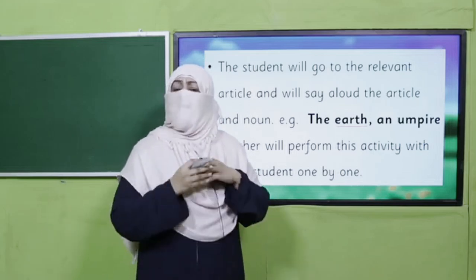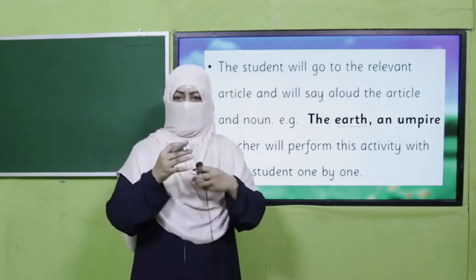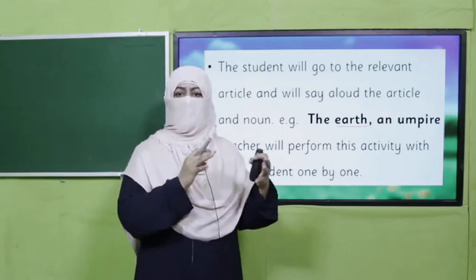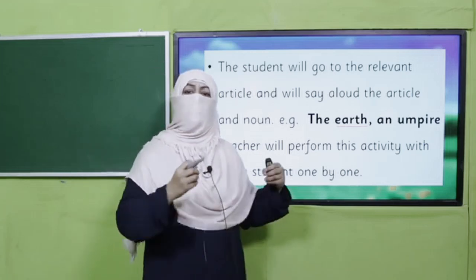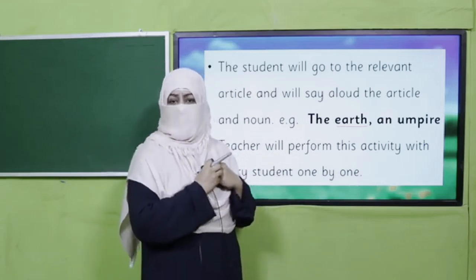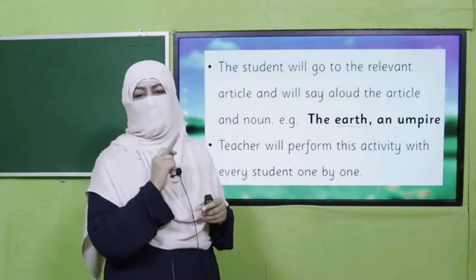So you can use vocabulary according to your class, but make sure it is in random order. Sometimes a, and an, and the, and a. Make different combinations so that every child comes and joins the relevant article and they will be clear about the use of a, an and the. Pause the video and enjoy this activity.